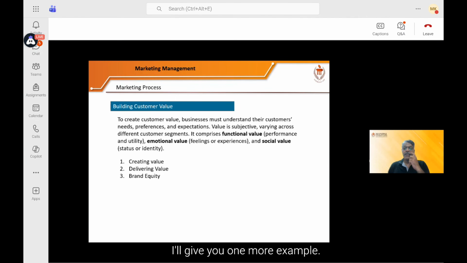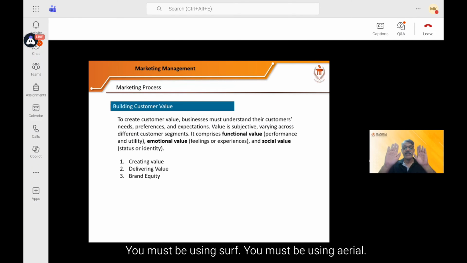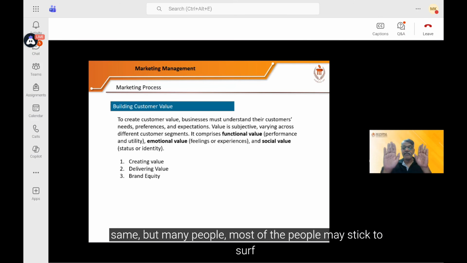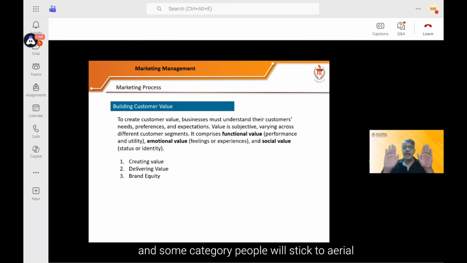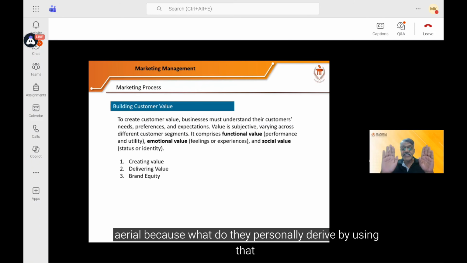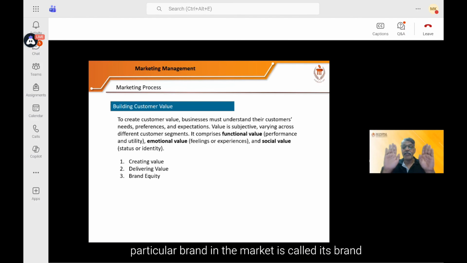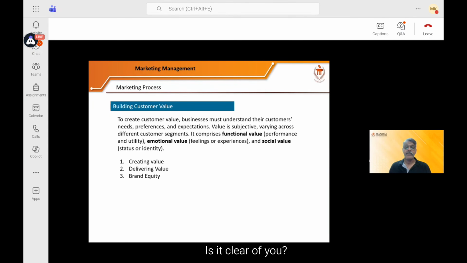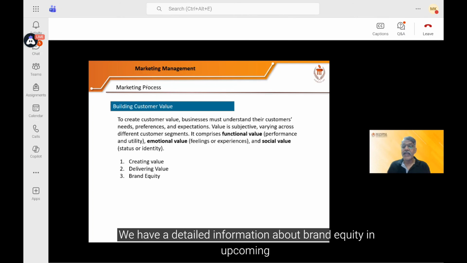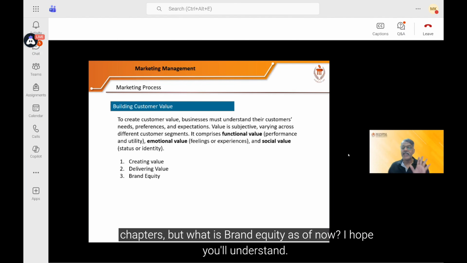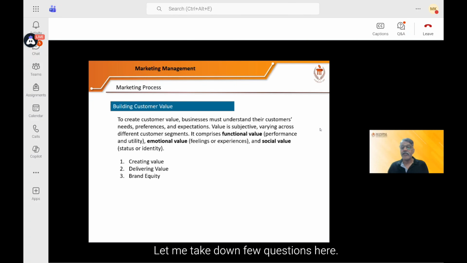I'll give you one more example. You people must be using a simple local example, detergent powder, right? You must be using Surf, you must be using Ariel. The price of Surf and Ariel in the market is almost same, but most of the people may stick to Surf, and some category of people will stick to Ariel because what they personally derive by using that particular brand in the market is called its brand equity. Is it clear, all of you? We have detailed information about brand equity in upcoming chapters, but what is brand equity as of now? I hope you understood. Let me take down a few questions here.